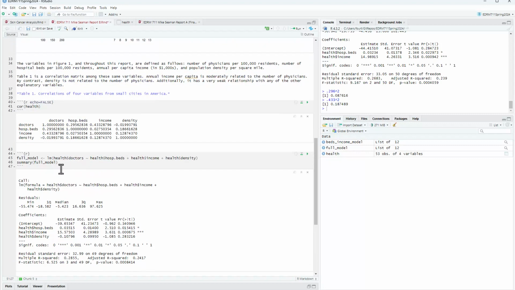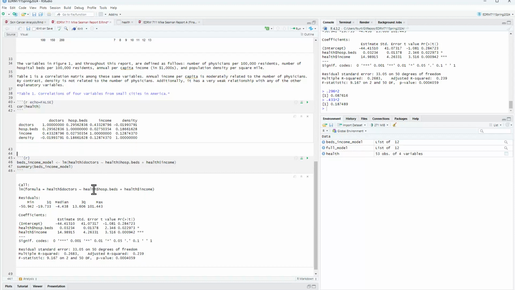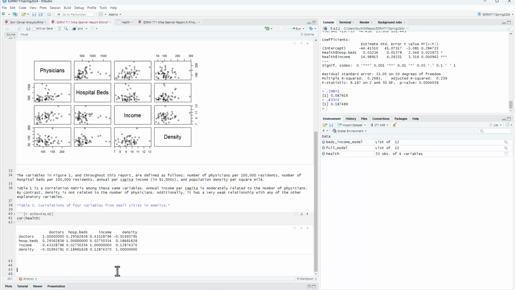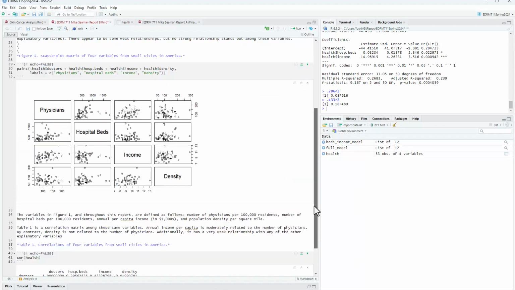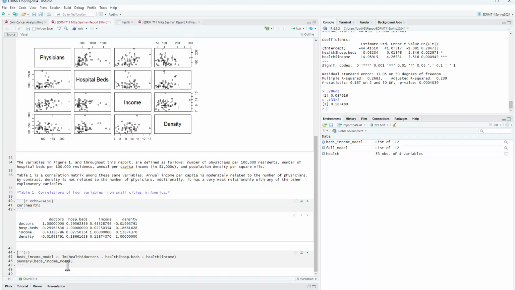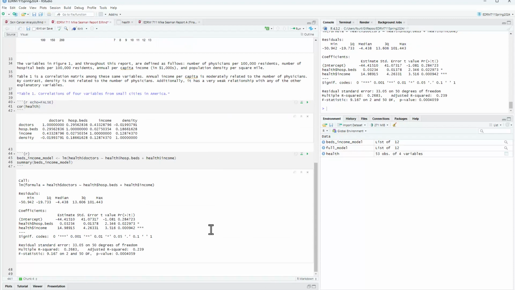So I'm going to go ahead and take out at this point the full model. I'm going to put in just, what did I end up taking out? More than I wanted to there. I'm going to put in just this model with the beds income, the beds income model, and have that one. Now, I don't want all that output to show up in my report.